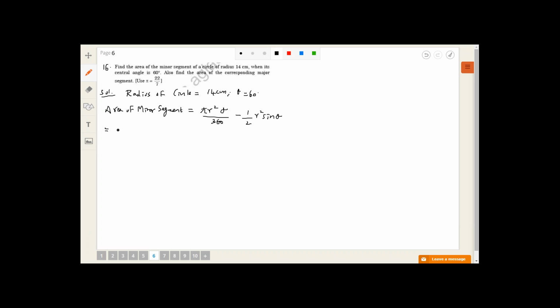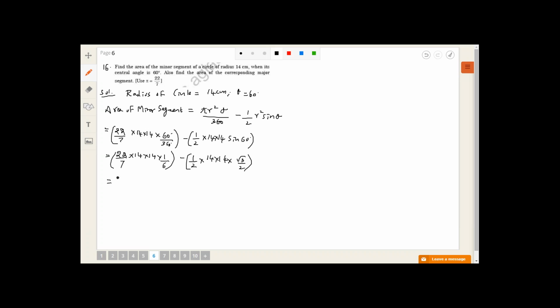Now that is equal to 22 by 7 into 14 into 14 into theta being 60 degrees, which is given in the problem, minus half again into 14 into 14 into sine 60 degrees. Now that is equal to 22 by 7 into 14 into 14 into 1 by 6 minus half 14 into 14 into sine 60, which is root 3 by 2.